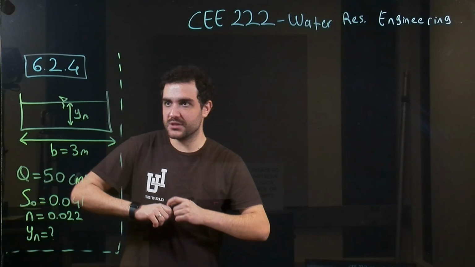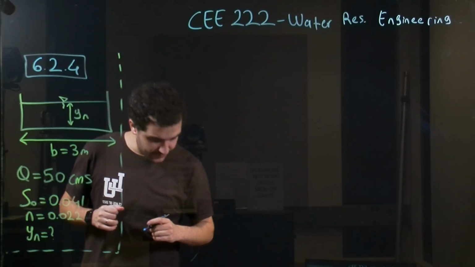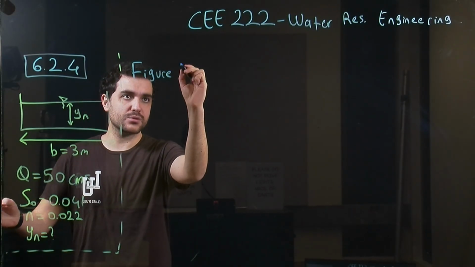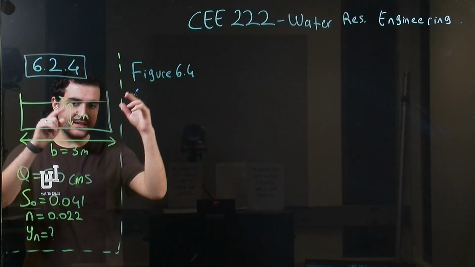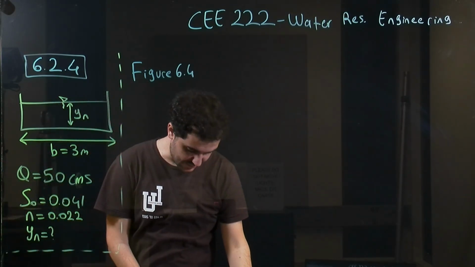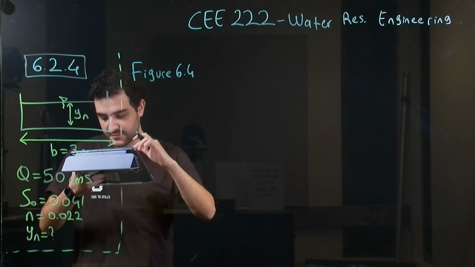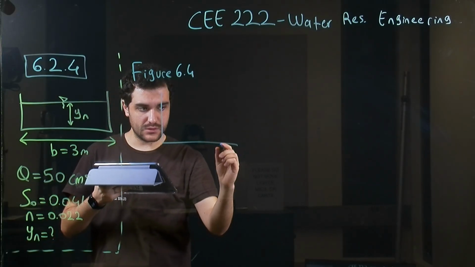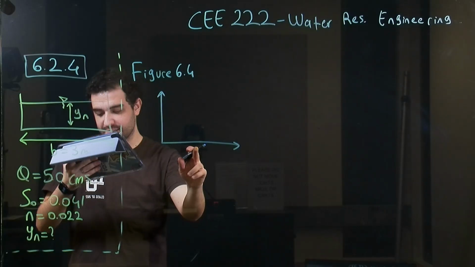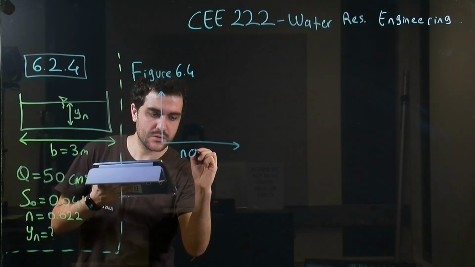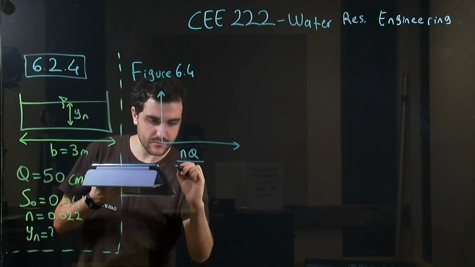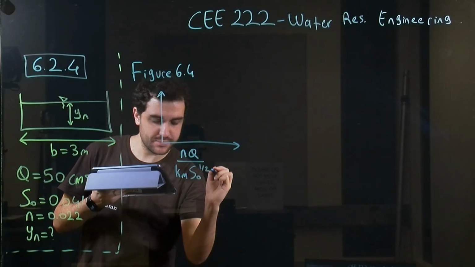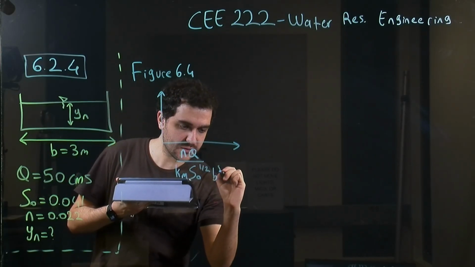So first of all, let me talk about the successive substitution. In your textbook, if you check figure 6.2, you will see 2 graphs, and for example, it will be something like that. So on the x-axis, we will have nQ over k, m, channel slope, and channel width.